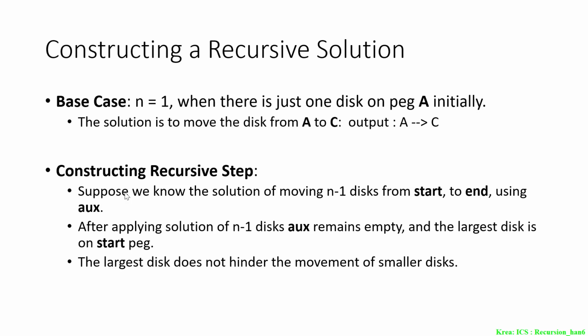Now for the recursive step, observe that what we really need to do is, suppose somebody gives us the solution for moving n-1 disks from some starting position start, ending up at end using the auxiliary peg aux. So these are basically relabelings, like maybe I want to move from B to C using A or something. So what happens is that after moving n-1 disks, aux will remain empty and the largest disk will still be lying on the start peg. Notice that the largest disk does not hinder the movement of the smaller disks at all.